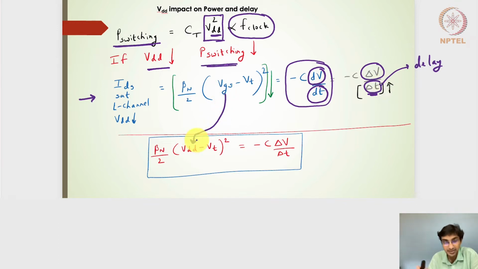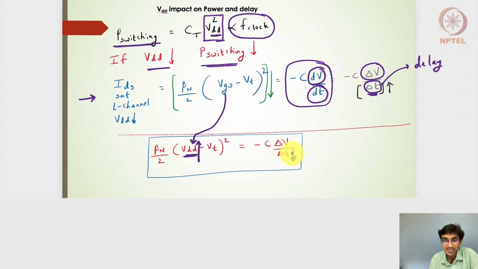And my VGS value is nothing but the input coming from the logic of the previous gate. If it has a VDD voltage, then I will have (VDD minus VT) the whole squared, and the current is equal to minus C delta V by delta T. So if this VDD increases, if I have an increased value of the rail voltage, this delta T is going to be very, very small.